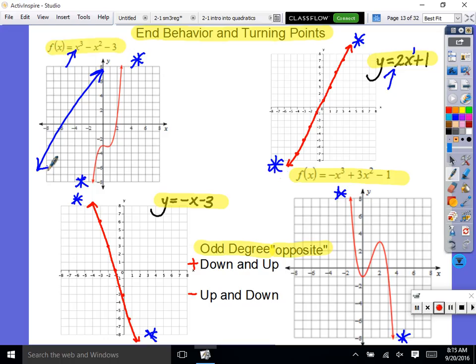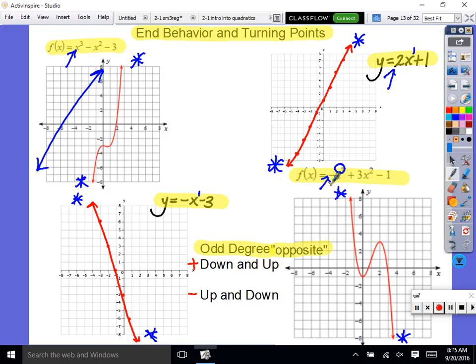Okay. Right here, notice we have like a negative line, correct? That's an odd degree. So it has opposite end behavior, and a negative line looks like this. So from left to right, that's considered up and down. Do you see how it's up and down? Everybody good? Okay? So we look over here, we have x cubed. That's an odd degree. So we say we have opposite end behavior, and now it's a negative in front.